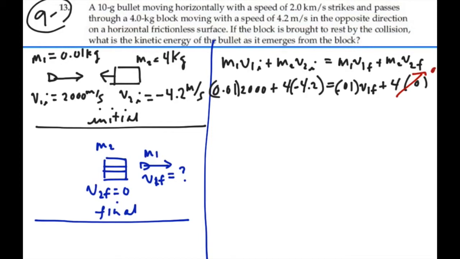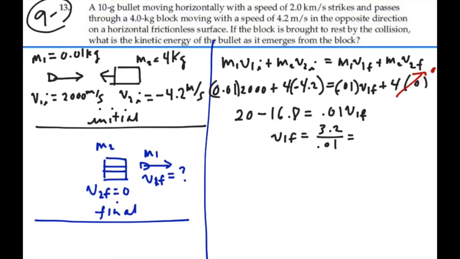So what we have is 2,000 times 0.01 is 20, minus 16.8 is equal to 0.01 times v1 final. Or v1 final is equal to 3.2 divided by 0.01, or 320 meters per second. So that is the final velocity of the bullet.